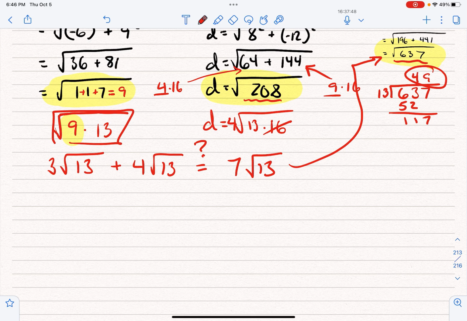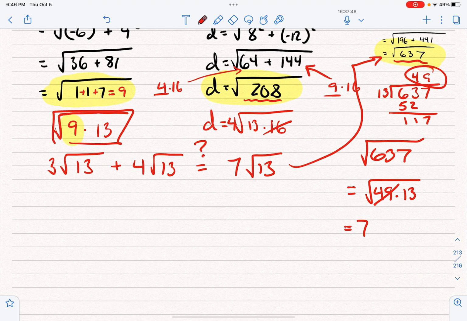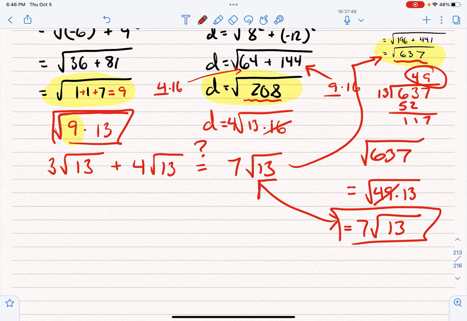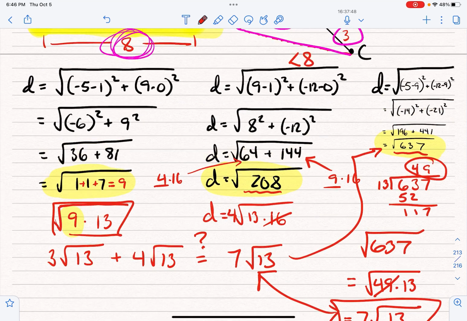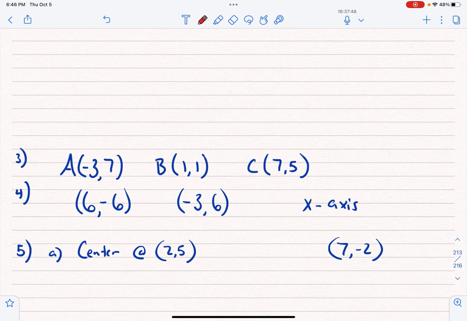So we know that the square root of 637 simplifies down to 49 times 13. And we know the square root of 49 is 7. So it is 7 times 13. Check it out. Math is true. All right, so I hope you were able to follow that one, but I know it was a little bit complicated and crazy. We just found the distance between the first 2 points, distance between the second 2 points, and tried to make sure it was equal to the distance of the first to the last point. Yeah, sorry. I know that one got a little wild because those were hard to simplify.